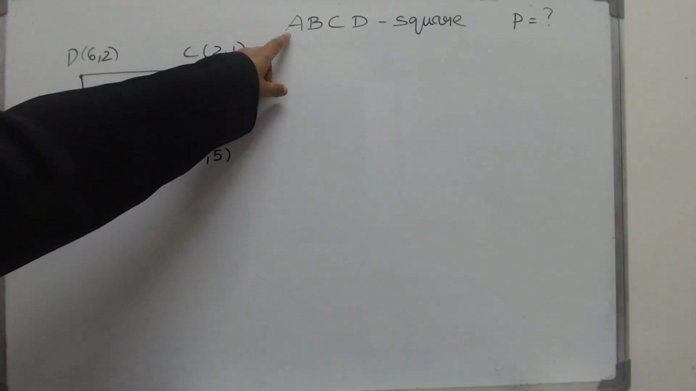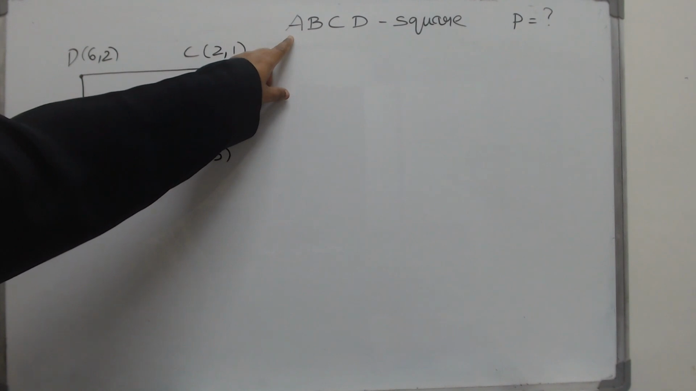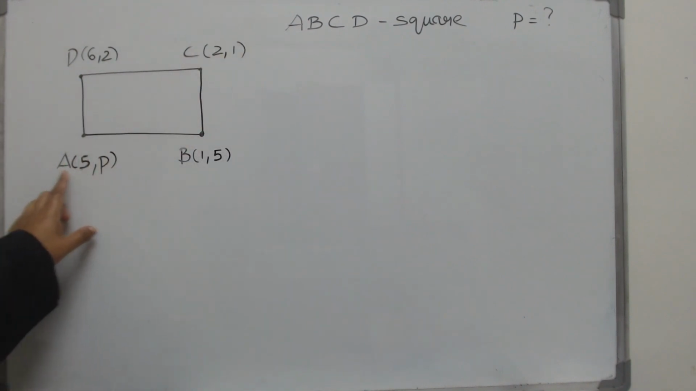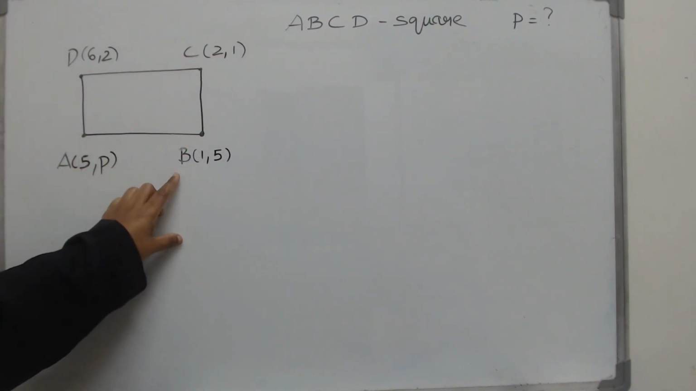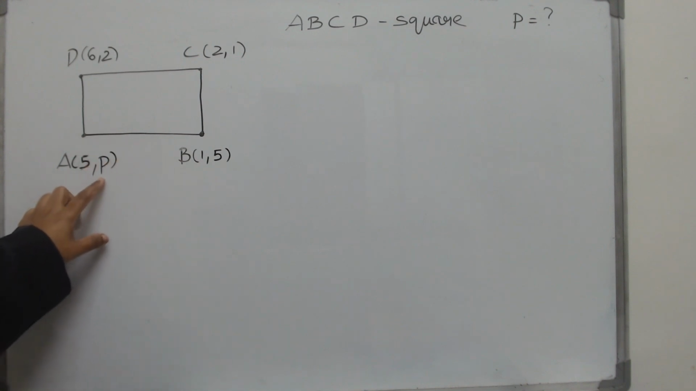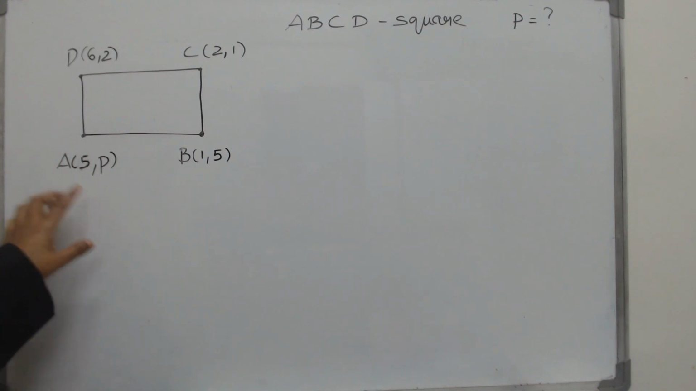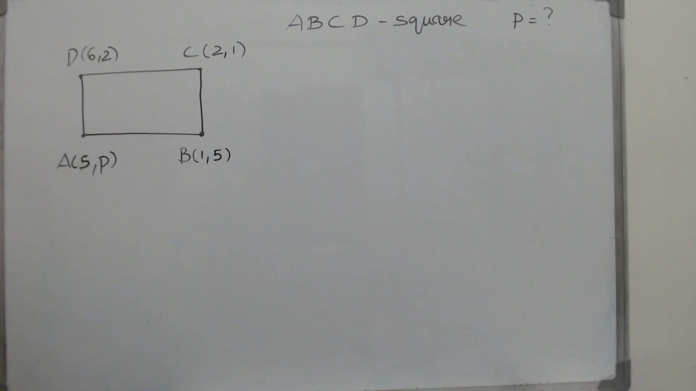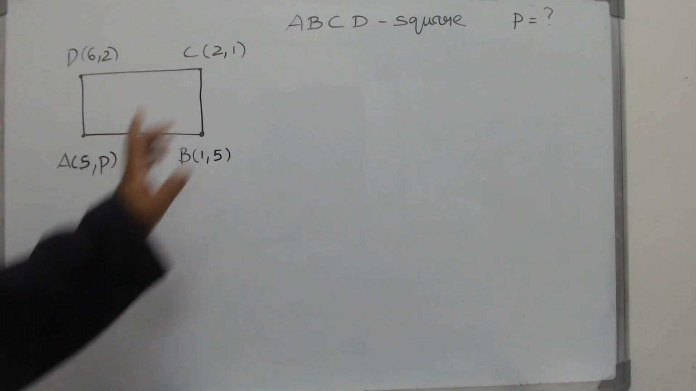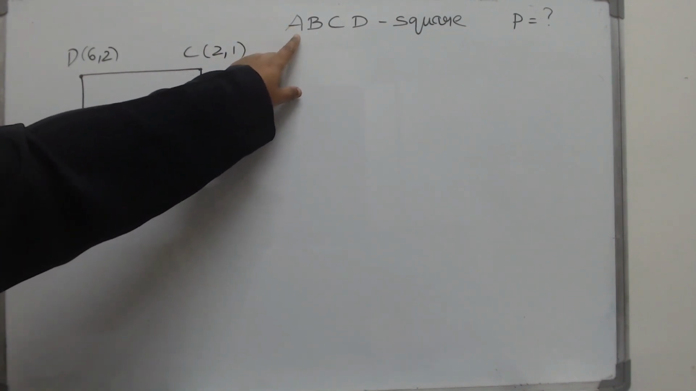Here we are given a square ABCD and the coordinates of the vertices are given like this. What we need to find is this missing value, the value of P. Now this is the square that we have constructed. Suppose the square is not given, just construct according to this name.